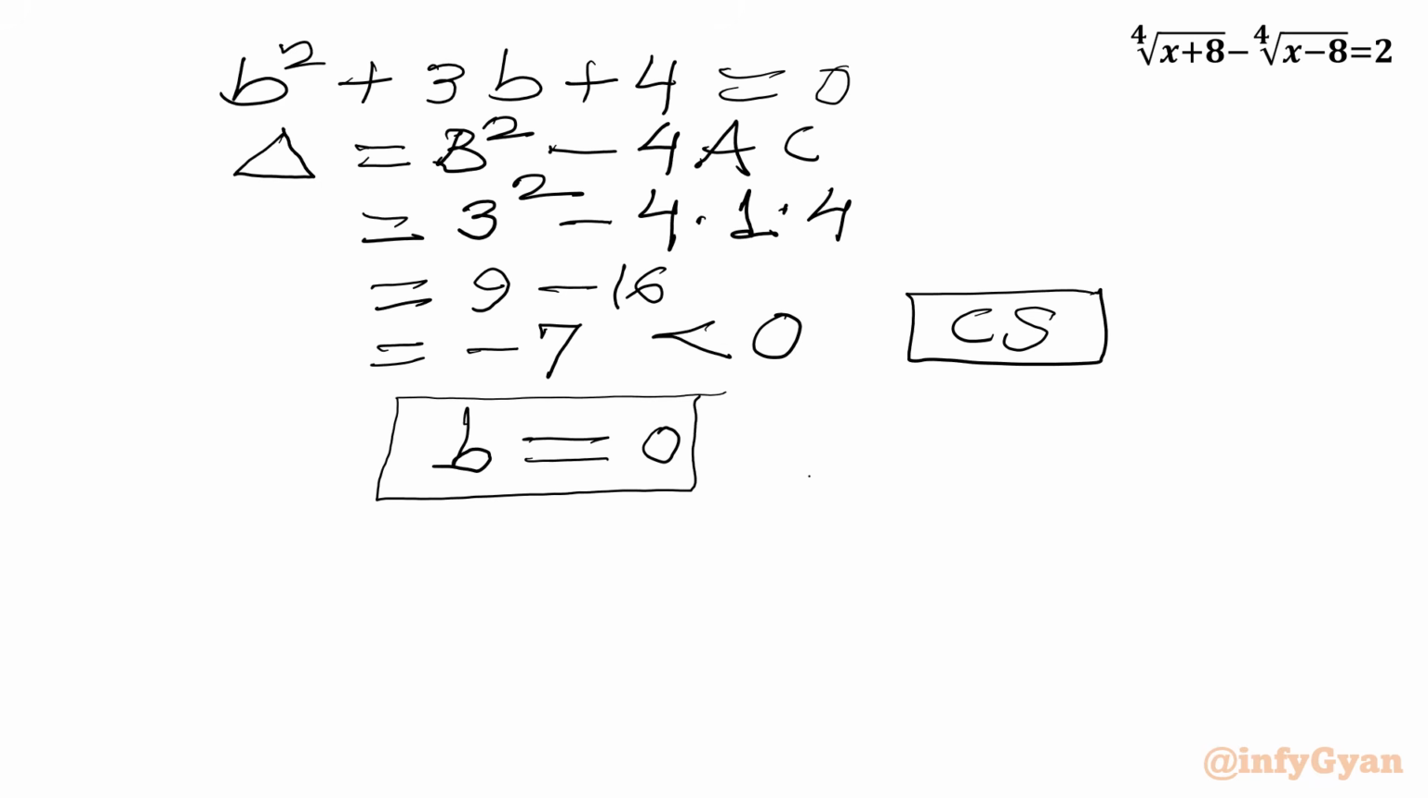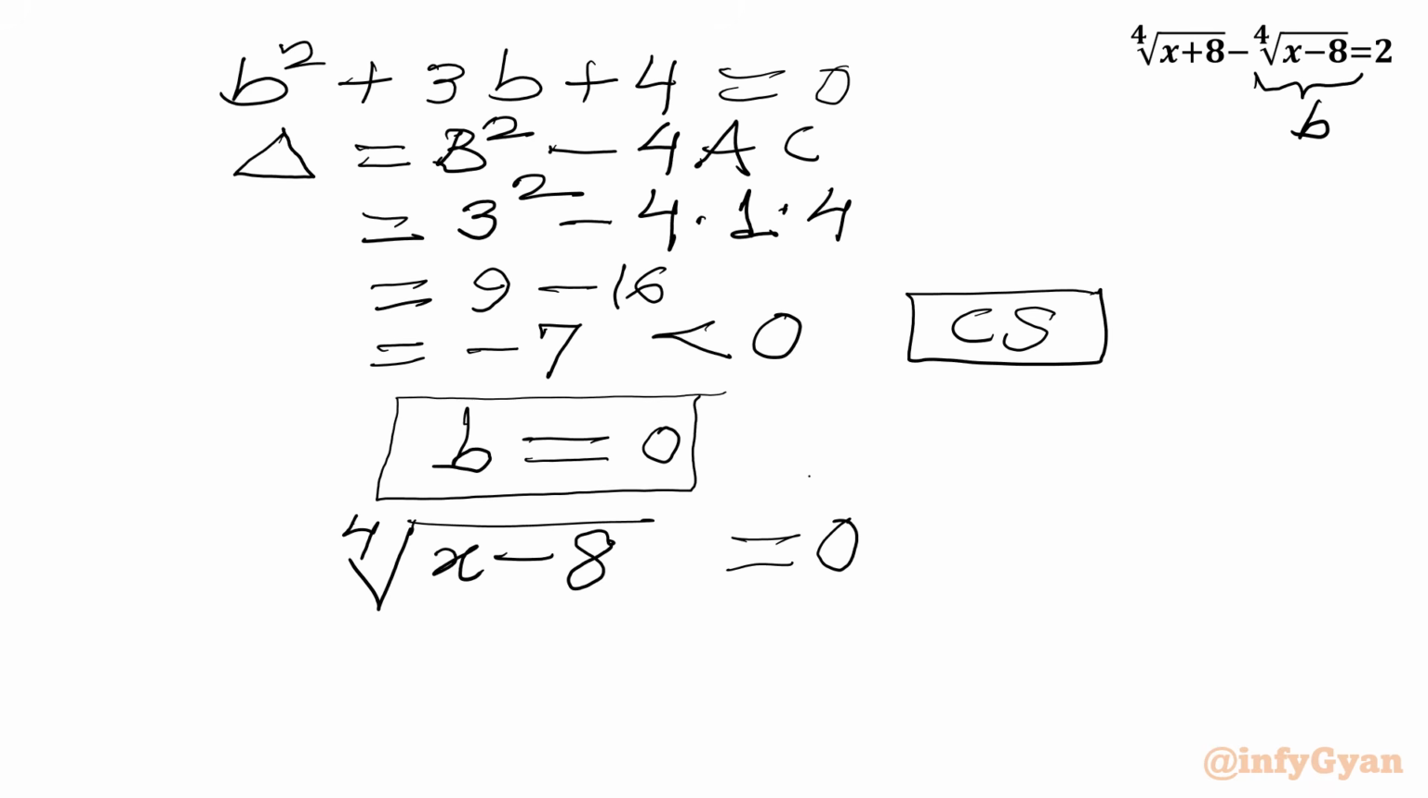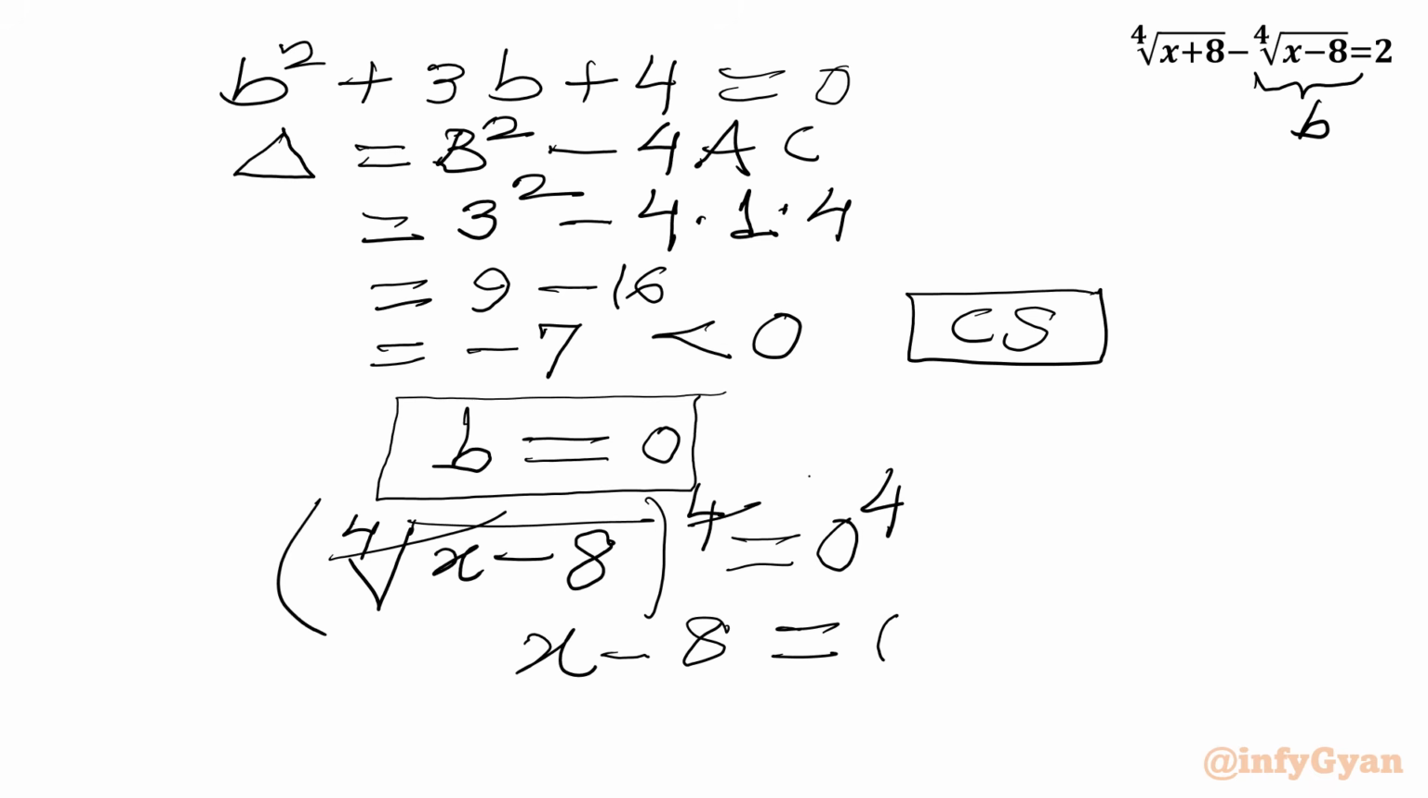Once b is 0, b was the substitution fourth root of x minus 8. So I will write here fourth root of x minus 8 equal to 0. By raising power 4 on both sides, the fourth root and power 4 will get over. We will write x minus 8 equal to 0. By adding 8 to both sides, we will be able to get our first and only real solution, x equal to 8.